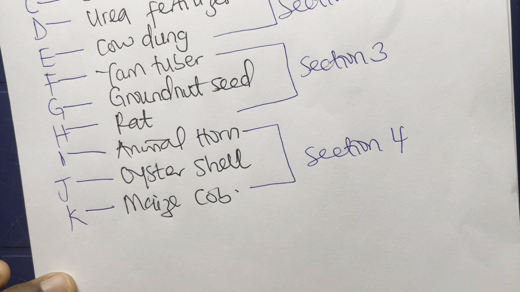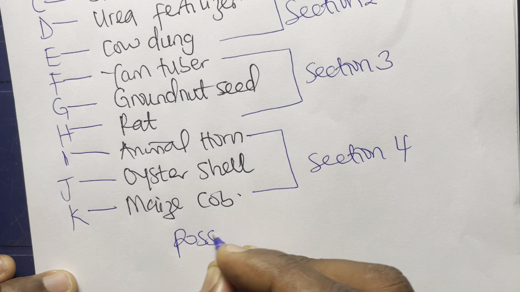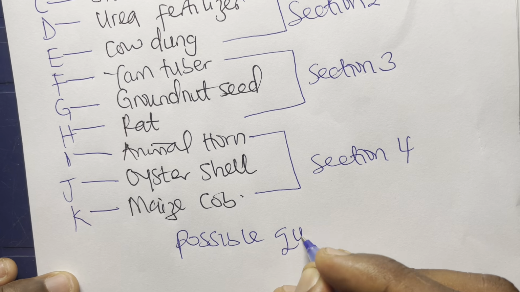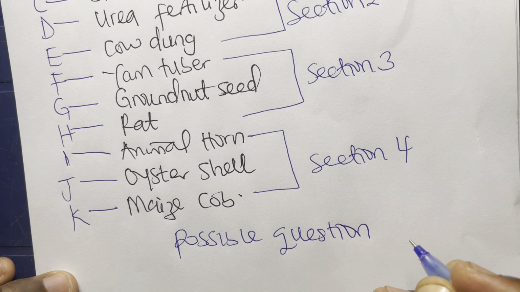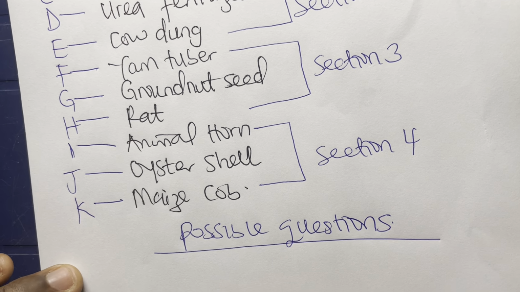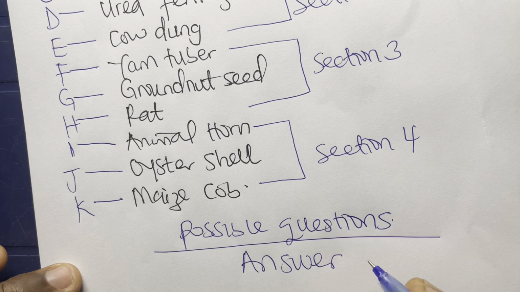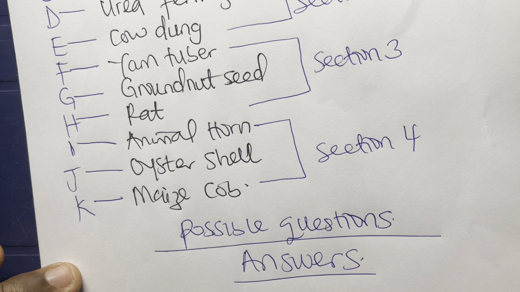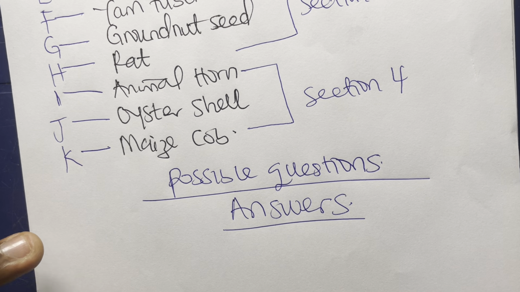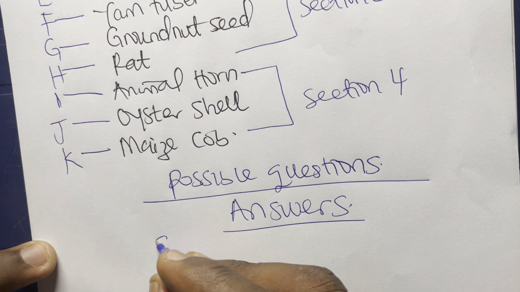Now, what are the possible questions they can ask you based on this specimen? Now let me write the answers. I'll be writing only the answers down. I will tell you the questions, then I will put down the answers alone. You understand? All right, so for section 1, let's go to section 1 first.